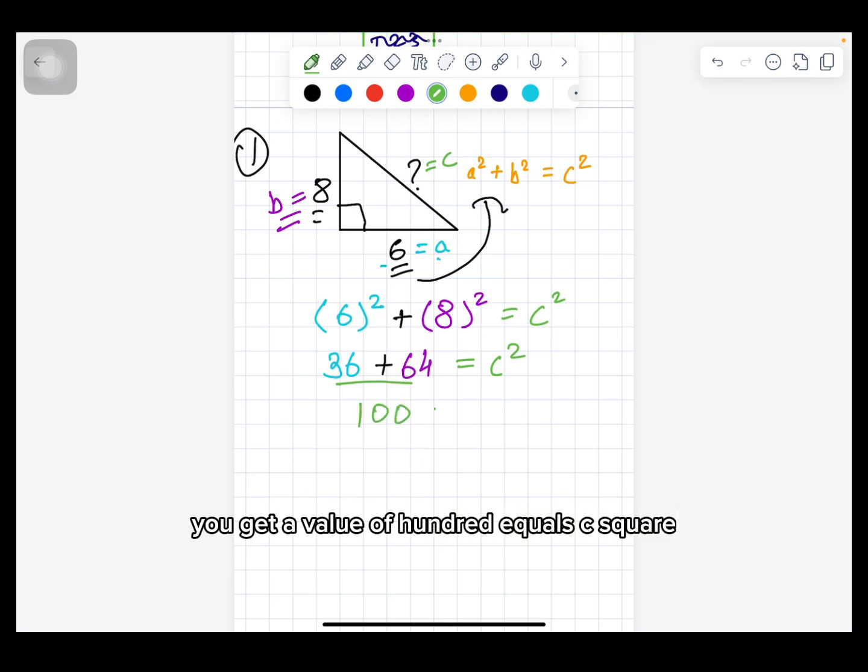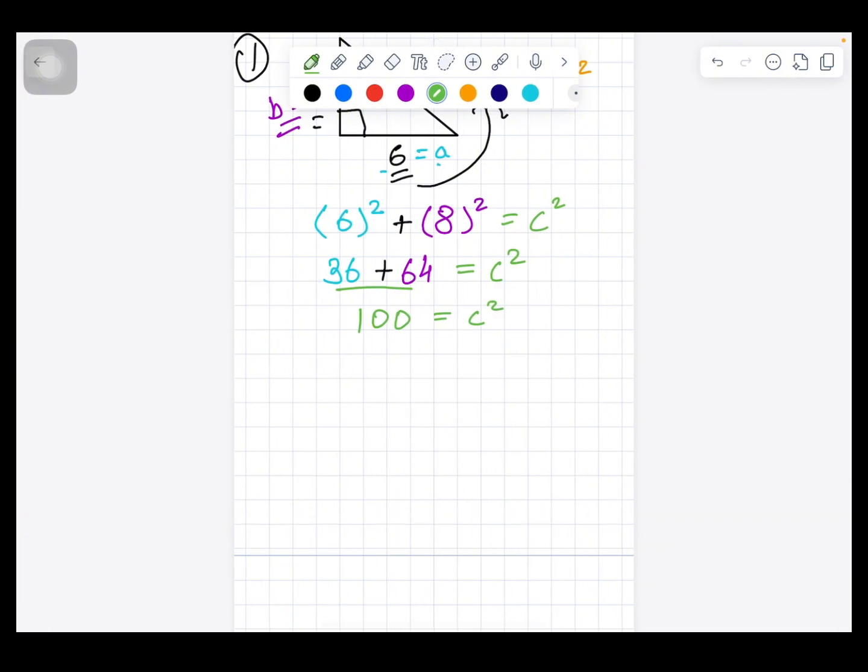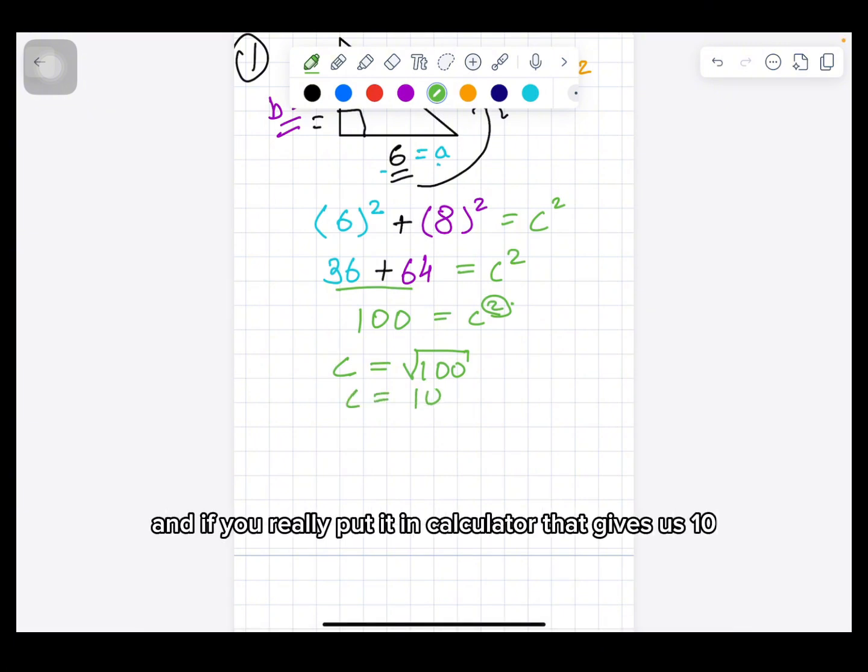100 equals c squared. And now you'll be thinking this is your final answer, but actually it's not. This is not our final answer. We need to get rid of this square. So how we'll do that is we'll basically take the square root of 100. So the 100 will equal the square root of 100. And if you put it in a calculator, that gives us 10.